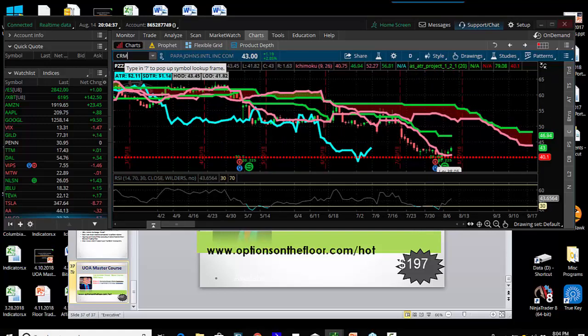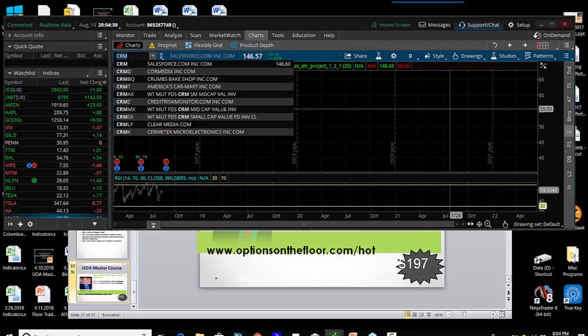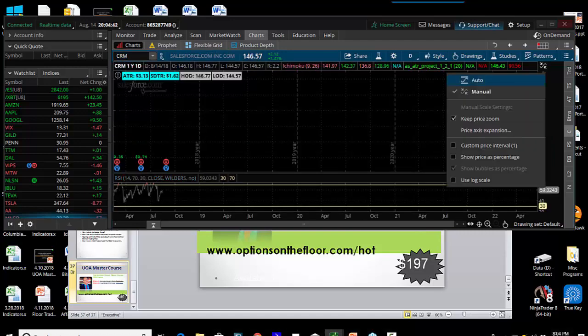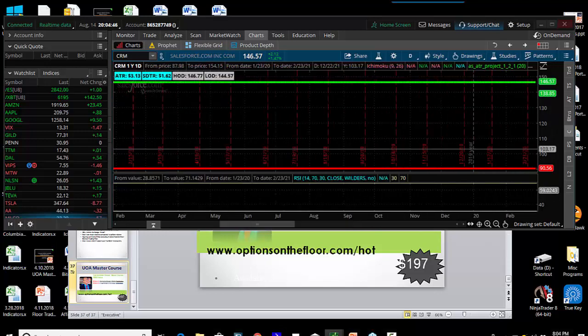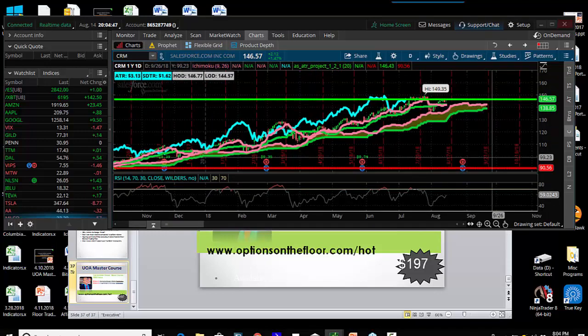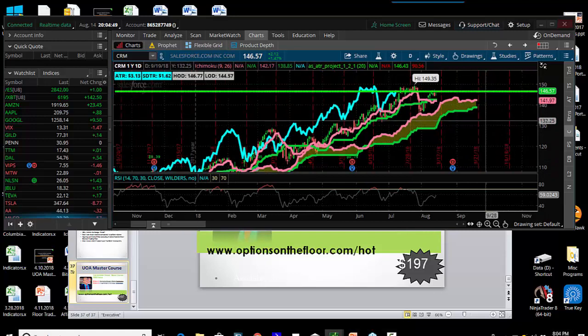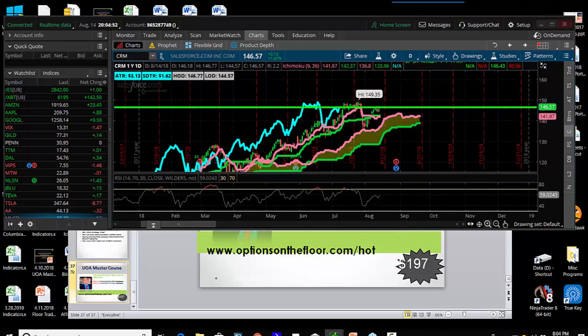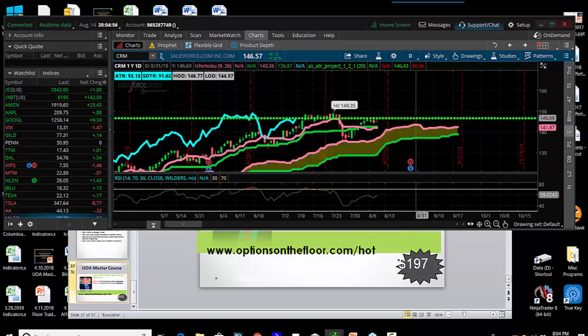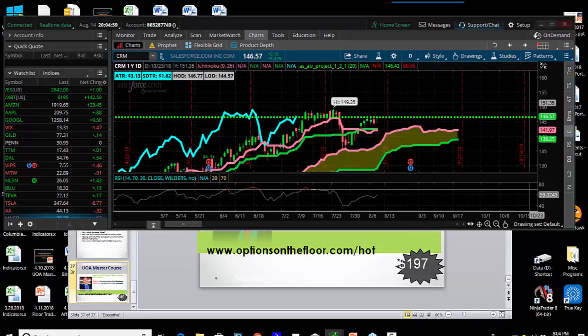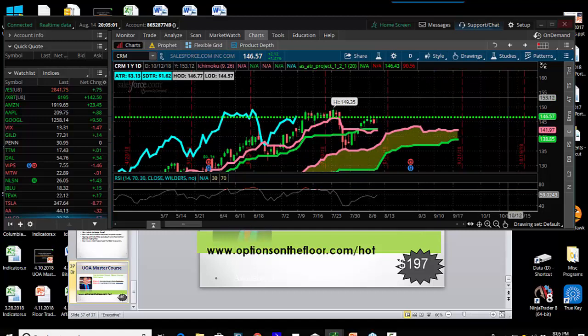Salesforce, CRM. I think Salesforce goes higher. I think it's a buy on the pullback. All right, let's look at two more charts here, guys.